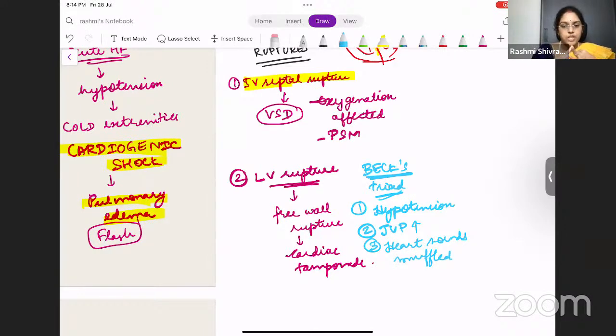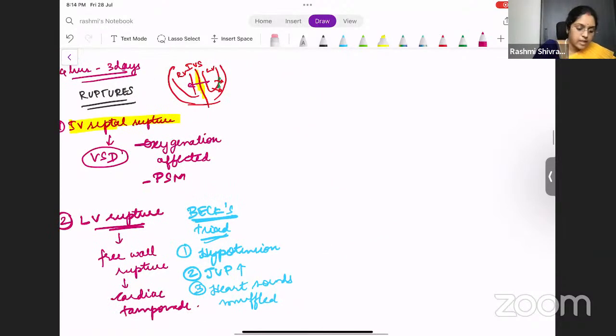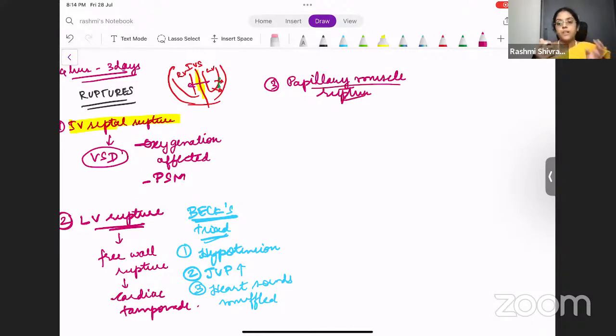Hypotension, elevated JVP, and muffled heart sounds. Okay. So what is the third thing that can get ruptured? Papillary muscle. Okay. So what does the papillary muscle do? The function of the papillary muscle is to hold the mitral valve or the tricuspid valve in place. It anchors it to the ventricle wall.